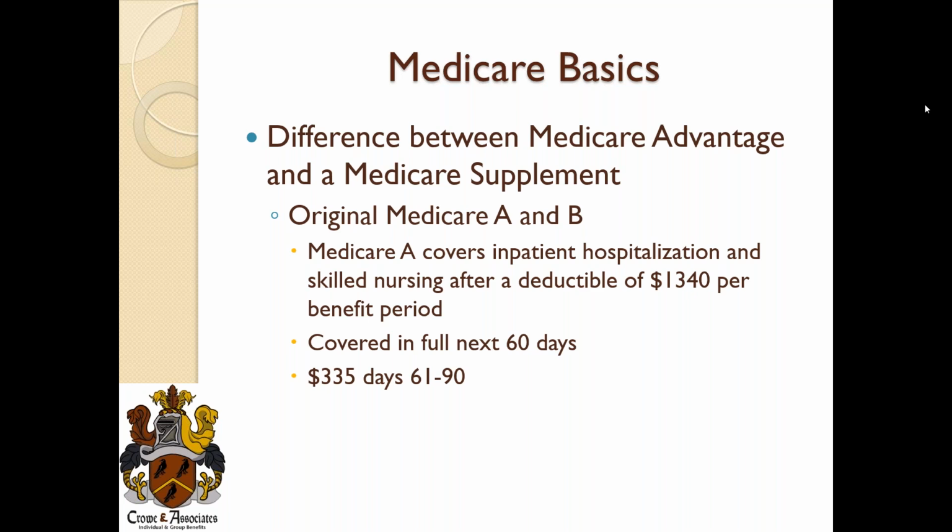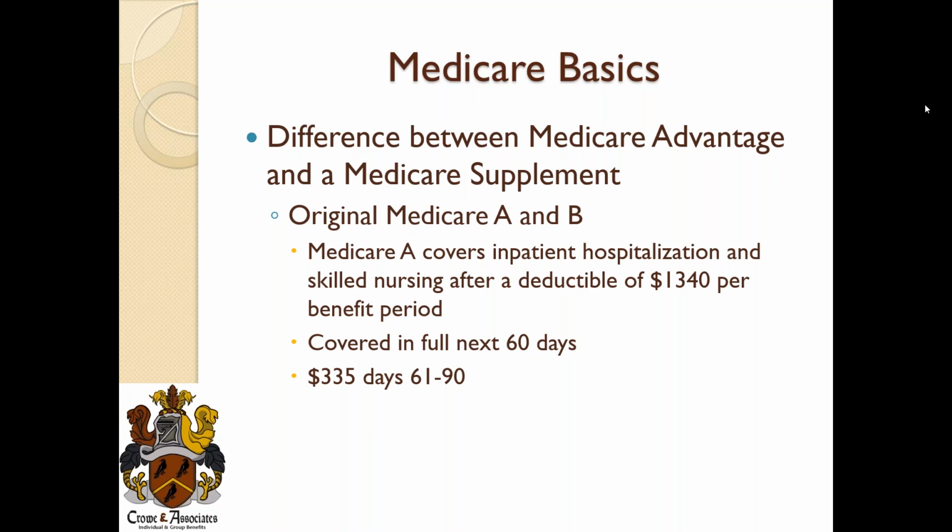So to understand the difference, we're going to first focus on original Medicare A and B, because you need to have a basic understanding of that as well to then see how a Medicare Advantage or supplement plan will cover you. So we'll hit original Medicare A and B. Medicare Part A, which most people get at no cost, covers inpatient hospitalization and skilled nursing. It also covers home health care as well, but we'll focus on the two main benefits, inpatient and skilled nursing.